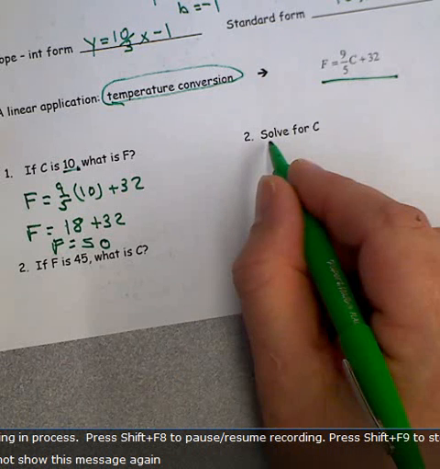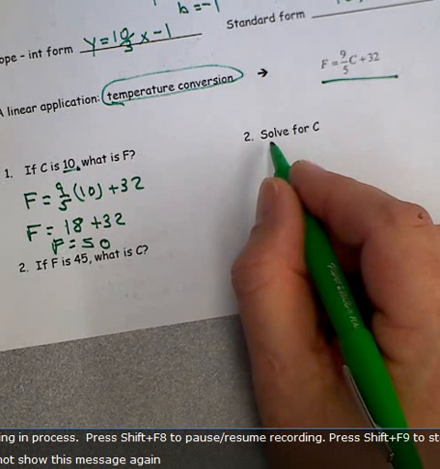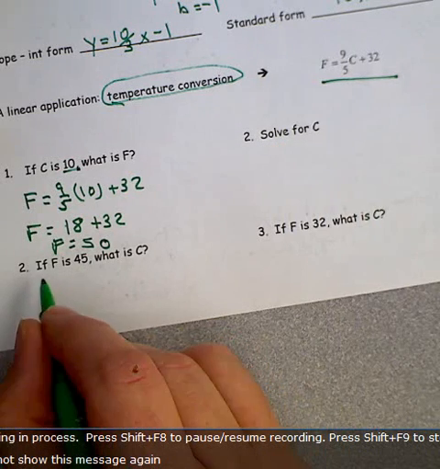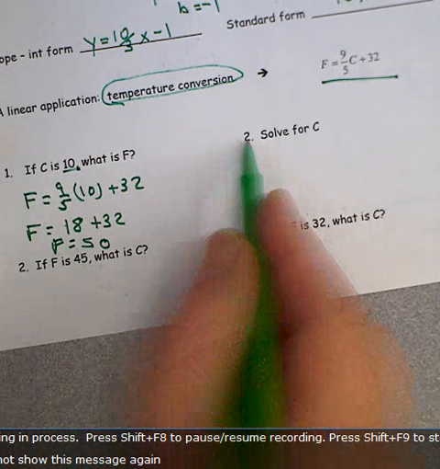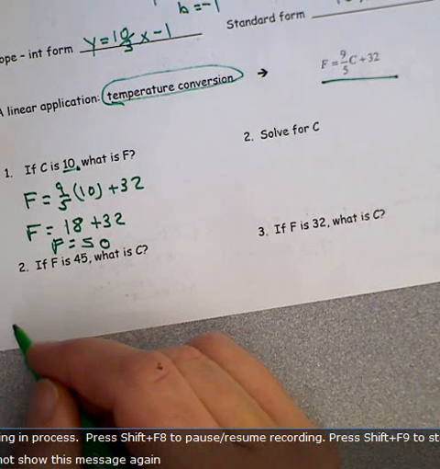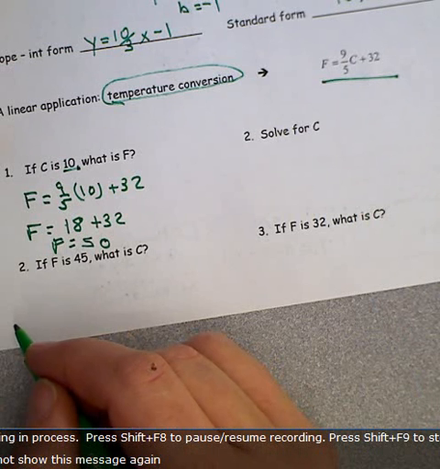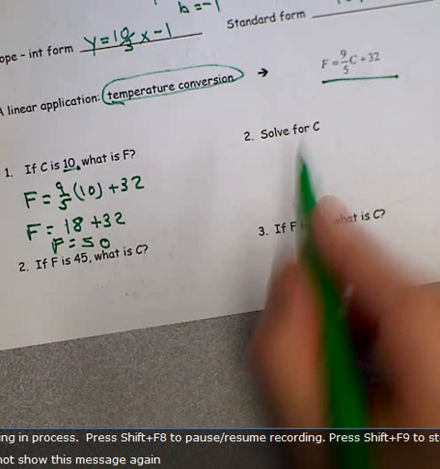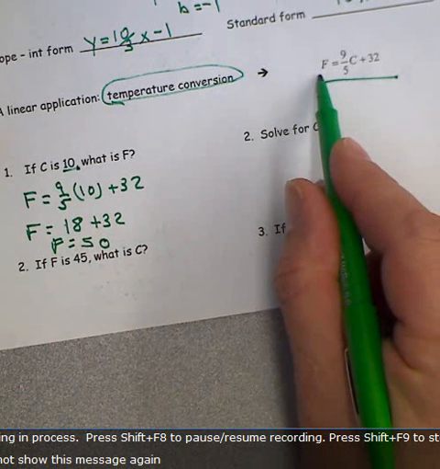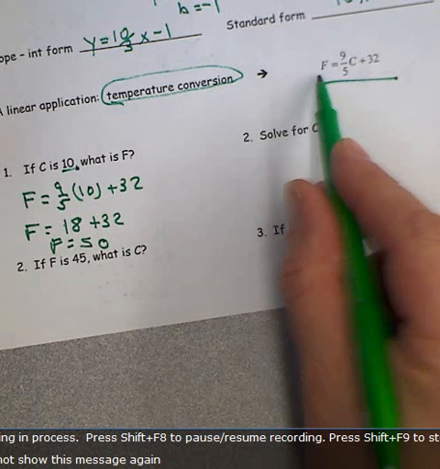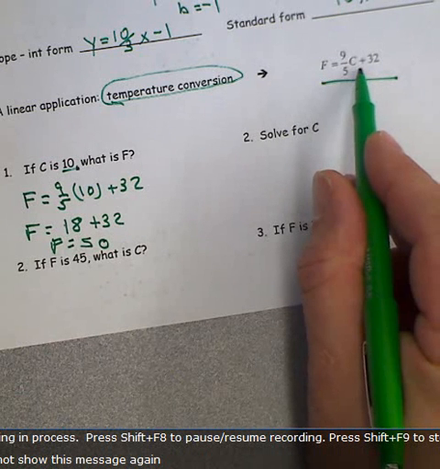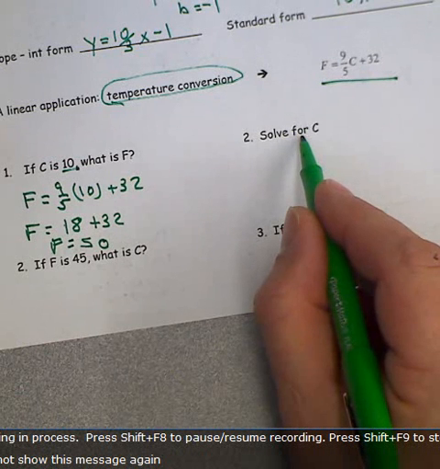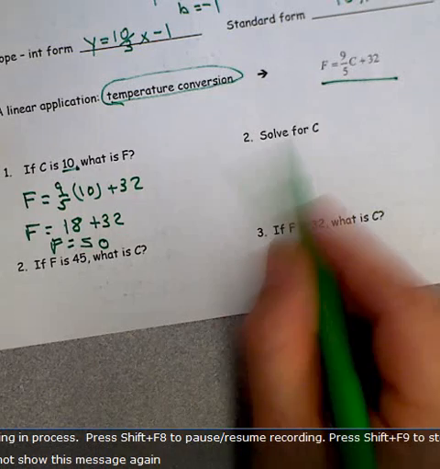Over here, solve for C. And over here, if F is 45, what is C? They're both numbered number 2. Sometimes these worksheets do that to me. So I have to choose which one I'm going to do first. If F is 45, what is C? I would have to plug 45 in here and then solve for C. If I already solve for C, I'll have an equation that I can plug into. So I'm going to do this one first.